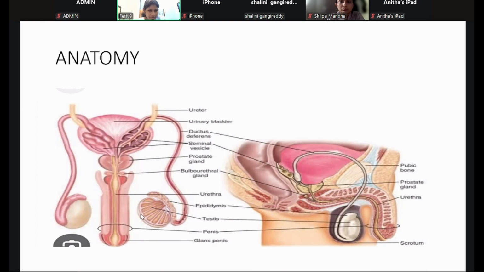So this is about anatomy. So here is the testis. You have seminiferous tubules which connect as a rete testis and then it will open into the epididymis. Again in the epididymis they have different parts, that is head part, body and then distal part, and then it will open into the ductus deferens.